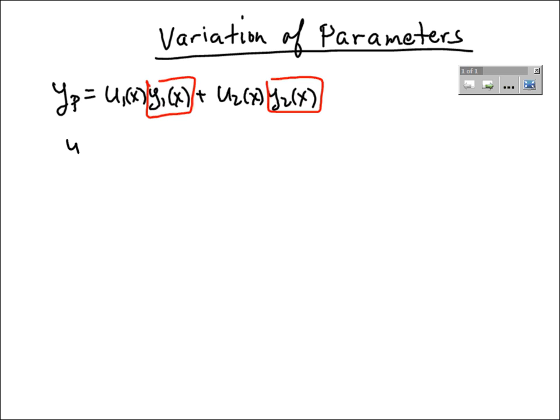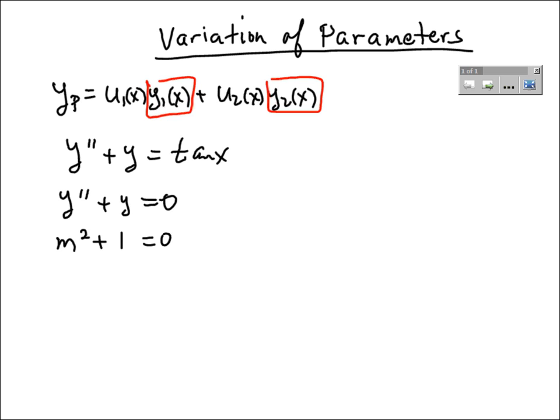For example, if you have y double prime plus y is equal to tangent x, and we're asked to solve this. Well, first we want to find our solutions to the corresponding homogeneous equation. The auxiliary equation will be this. So this must be -1 because that's the only number you can add to 1 to get 0. So m is going to be plus or minus i. In fact, 0 plus or minus 1i.